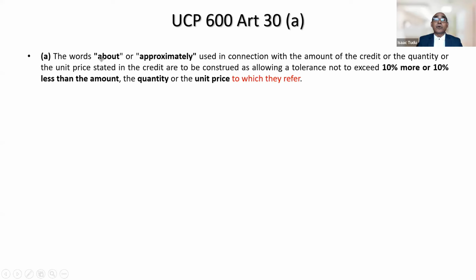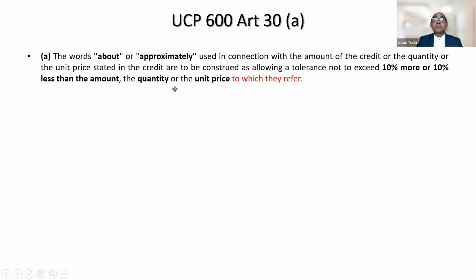It means when you find the word about or approximately used against the LC amount, it means plus or minus 10% tolerance will be there against the LC amount. Remember, if you find the word about against the LC amount, 10% plus or minus tolerance will be given only against the LC amount. Automatically, plus or minus 10% tolerance will not be applicable against the quantity or the unit price.